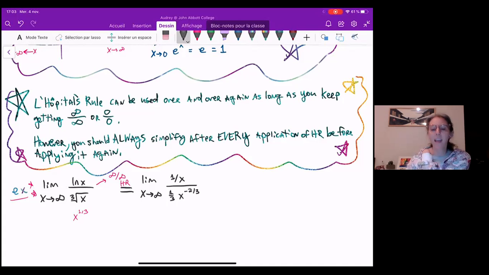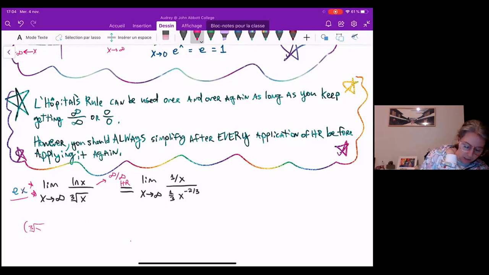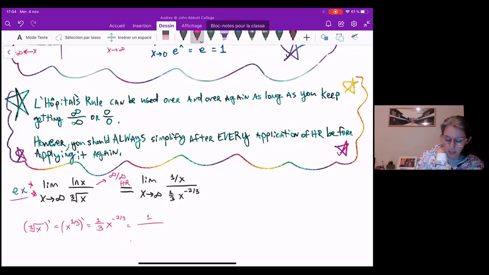Now if I plug in again right now, before simplifying, actually let's do that derivative real quick just to make sure you guys got it. So the cube root of x prime is equal to x to the 1/3 prime, which is 1/3 x to the negative 2/3. Which I just want to point out is the same thing as 1 over 3 x to the positive 2/3. So I can bring it down because that power is negative.